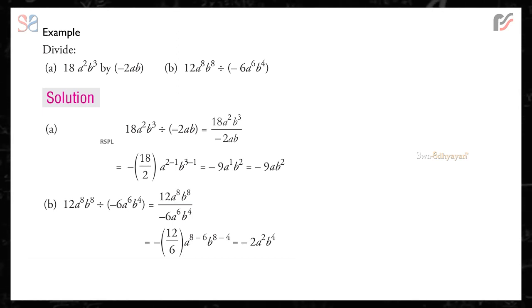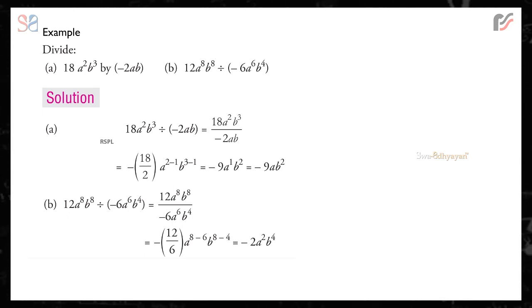Solution. A. 18a²b³ divided by −2ab is equal to 18a²b³ by −2ab, which is equal to −18 by 2 a^(2−1) b^(3−1), which is equal to −9a¹b², which is equal to −9ab².